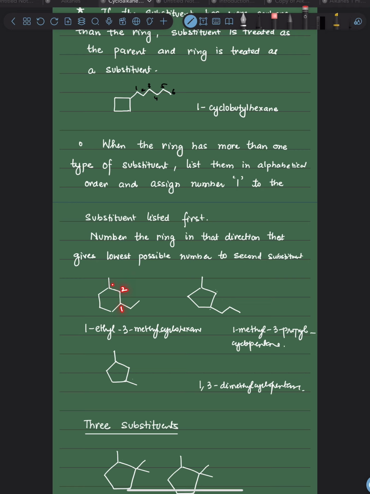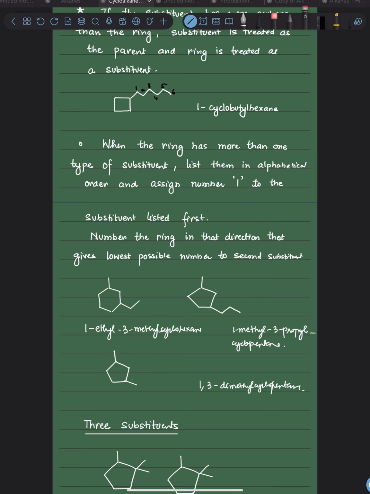1, 2, 3, 4, 5, 6. So this is a 6-membered ring, so it would be cyclohexane. At first carbon we have ethyl, so 1 ethyl. At third carbon we have methyl, so 3 methyl. So you got it? And we should never number it like this: 1, 2, 3, 4, 5 and 6. Although it gives ethyl number 1, it gives methyl number 5. So the rule says that the substituents should get the least possible number, which is not the case here.